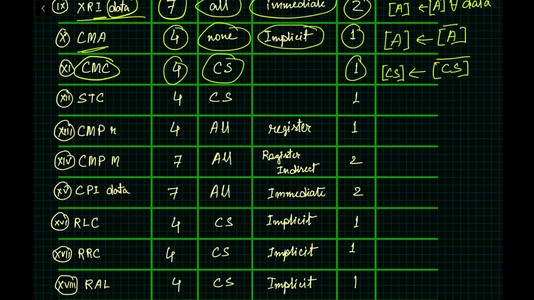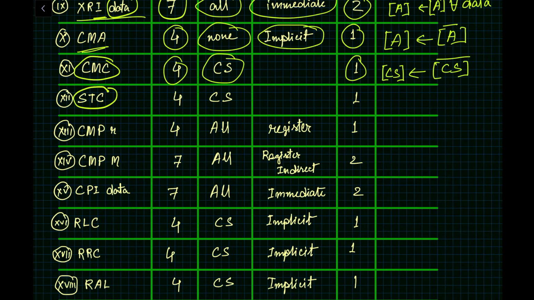Here we do not have any kind of addressing mode because we are not doing the operation on any register, or any memory access, or any given data. Nothing is there, only the carry status complement. Therefore, we can say that we need not write any kind of addressing mode here.